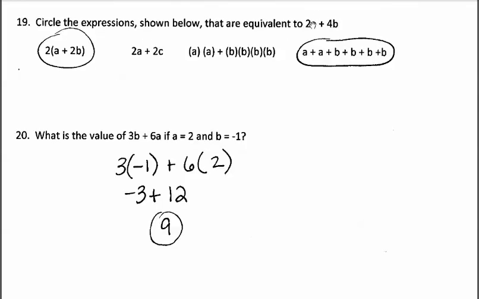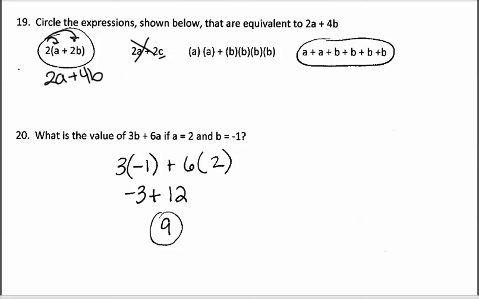Last two, 19. The equivalent would be multiplying 2 times a and 2 times 2b, because this would be 2a plus 4b. This one does not work because it doesn't even have the right variable. This one would be a squared plus b to the 4th power, so it doesn't work. And this one, I have 2 groups of a, because remember, repeated addition is the same as multiplying by the number that you have. And repeated addition of 4b would be 4 times b.